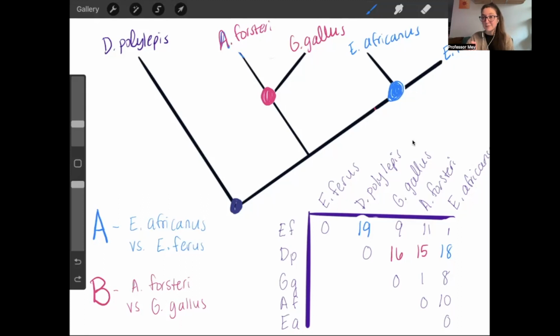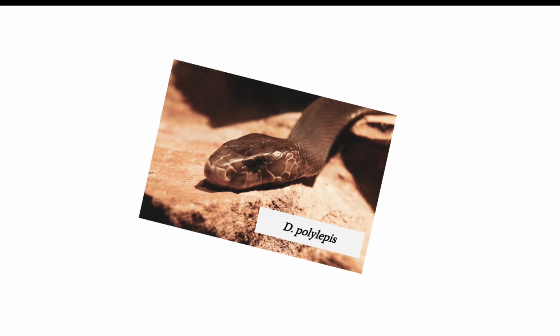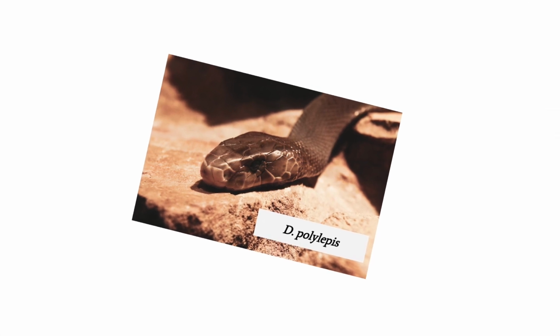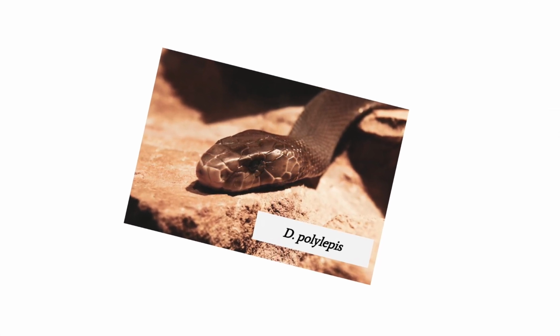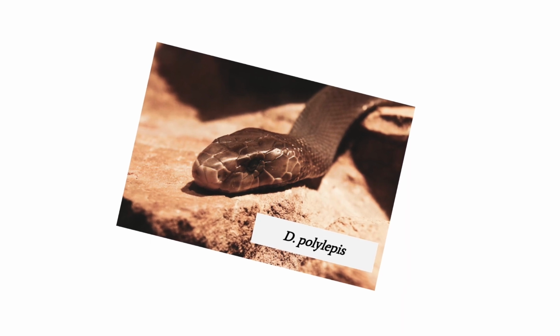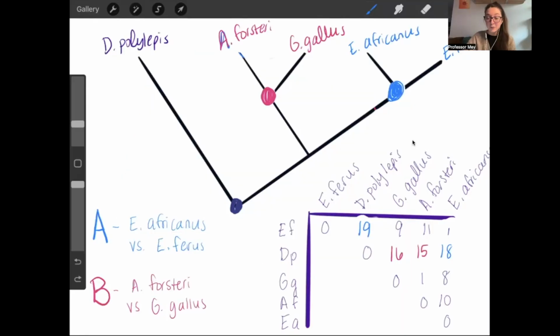Now, who was on the opposite end, the most evolutionarily oldest? Well, that was actually your D. polylepis, which is the black mamba, which is really interesting. It's a snake, it's a reptile, right? Very different from something like a mammal, like your horses and donkeys, versus an avian species, your birds and your penguins.